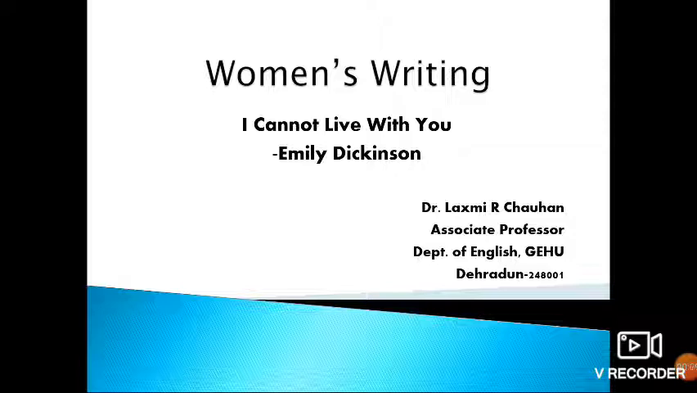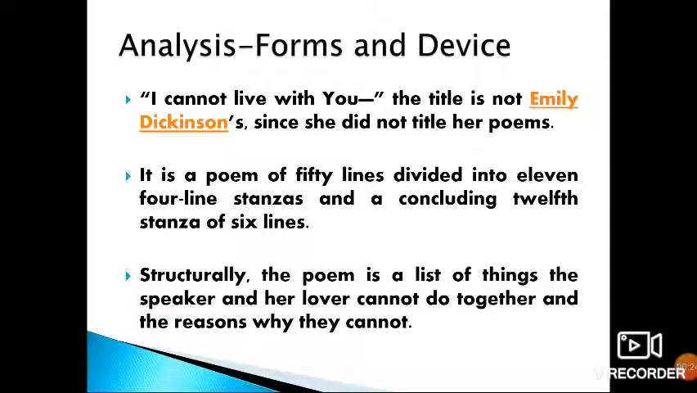by Emily Dickinson. In the previous lecture we had seen the style of the poem, and today we are going to do the analysis, that is, the forms and devices used by Emily Dickinson in her poem. Right? So moving on, we see that the title, I Cannot Live With You, is not Emily Dickinson's, since she did not title her poems. It was given posthumously when her poems were published.